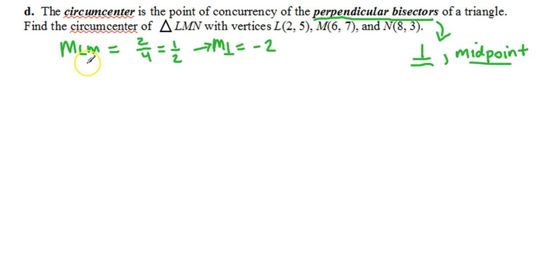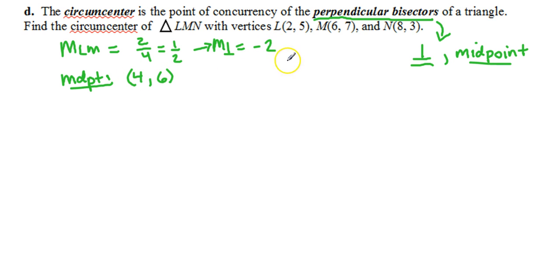The next piece that we need for the perpendicular bisector of LM, it's going to pass through LM in a perpendicular, and it's also going to pass through the midpoint of LM. So I need the midpoint of LM in order to complete this equation of the perpendicular bisector. Well, midpoint of LM is going to be the average of the x's. So the average of 2 and 6 is 4. The average of 5 and 7 is 6. Nice easy midpoint there. So there's the point that it passes through.